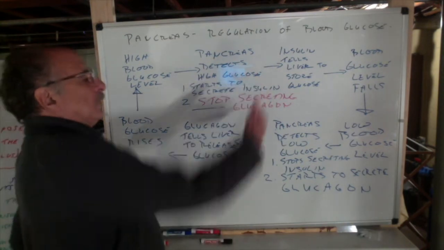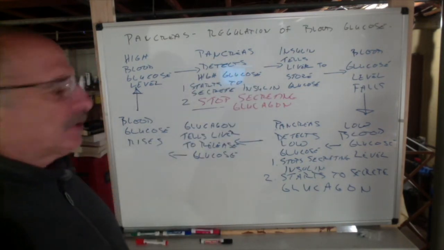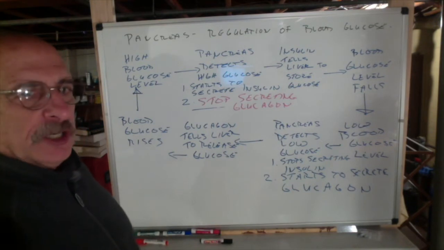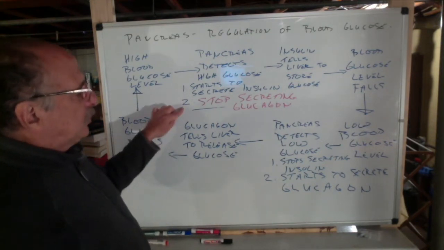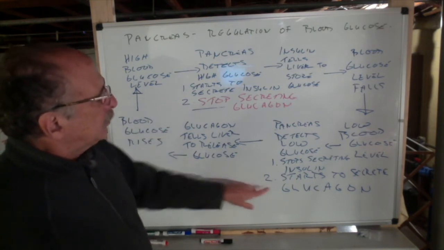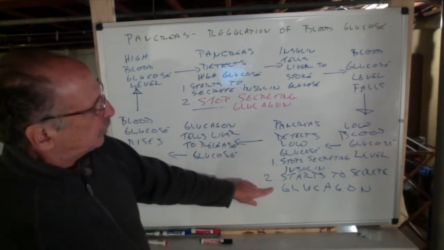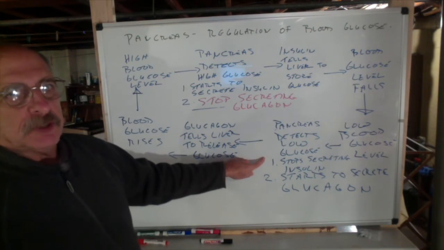Because the two hormones have opposite messages, we only want to be secreting one at a time. So when we start secreting the insulin, we stop secreting the glucagon. Here, when we started to secrete the glucagon, we stop secreting the insulin.